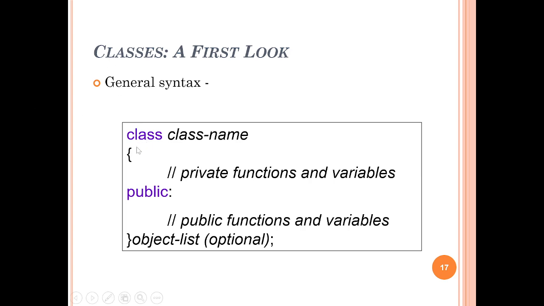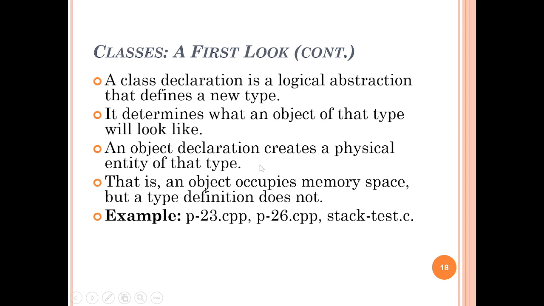The general syntax of a class: class is a keyword, and we give the class name, which is a user-defined name, with private functions and variables belonging to that class only, and public data members and member functions, followed by the object list, which is optional. A class is the logical declaration that defines a new type, and an object declaration creates a physical entity of that type. That object occupies memory space, but a type definition does not.